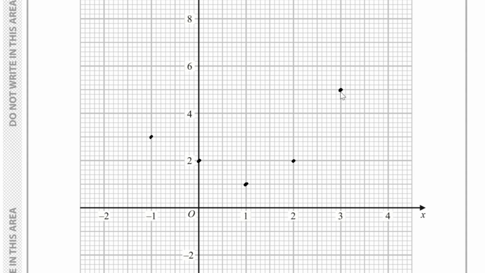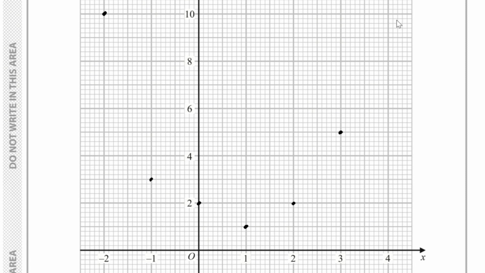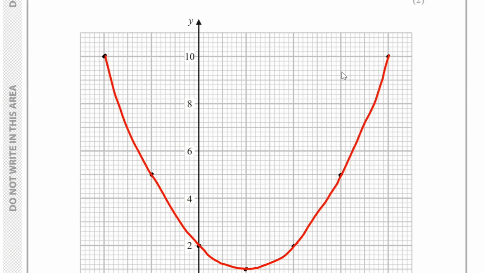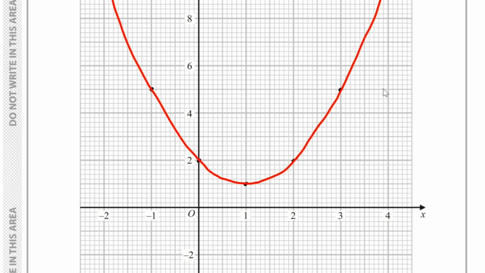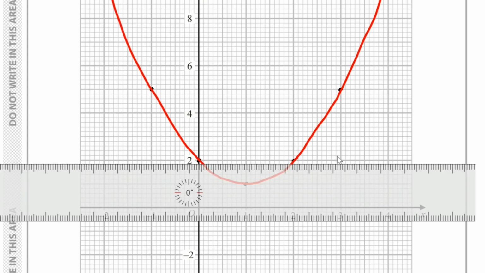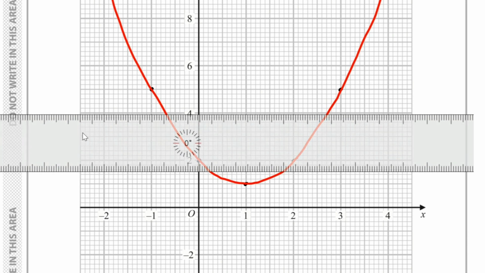And then we've got 4, 10, which is over here. And then what we need to do is join all of these points up with a smooth curve. Here we've got the graph of y equals x squared subtract 2x plus 2. Then for part C, we have to use our graph to find estimates of the solutions. x squared minus 2x plus 2 equals 4. Now, first of all, we need to draw the line of y equals 4. So that line is shown here.